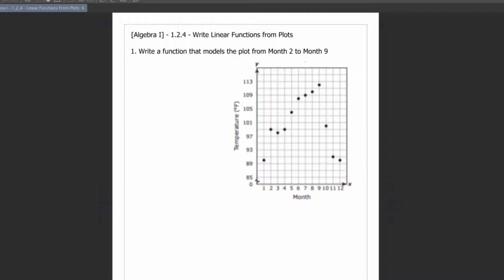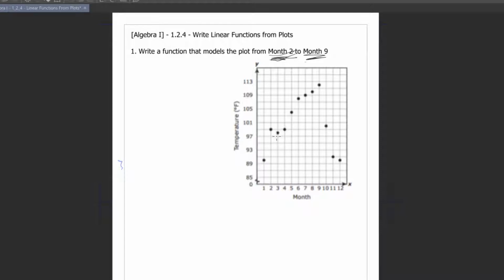So today we're going to be focusing on Algebra 1, section 1.2.4, and that's writing linear equations, linear functions from plots. Okay, so let's step into it. The question states here: write a function that models the plot from month 2 to month 9. Okay, so let's take a look at this plot.